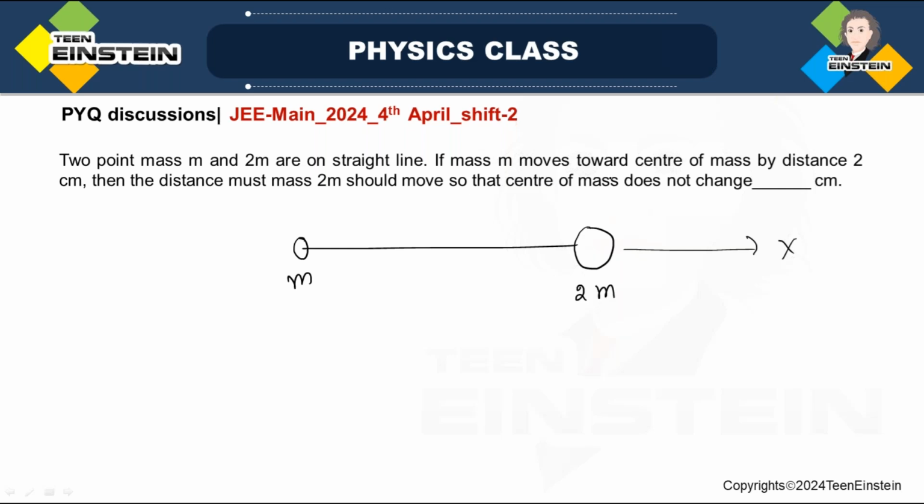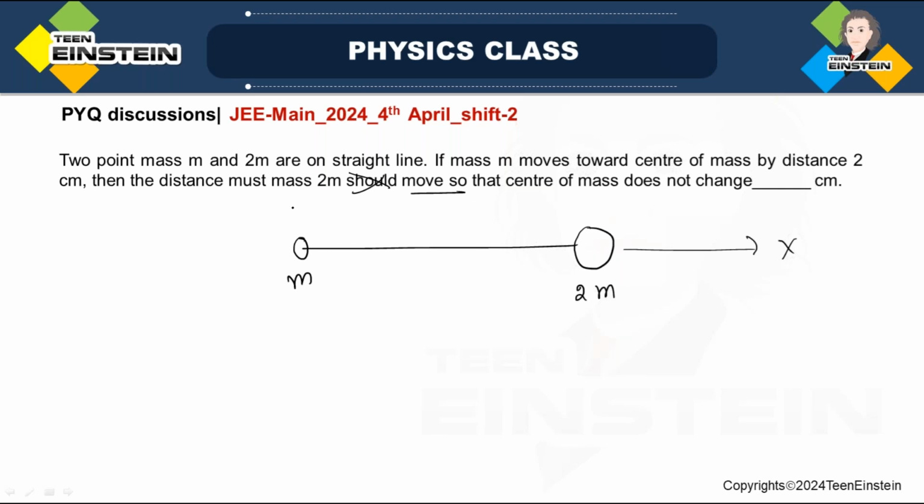If mass m moves towards the center of mass by a distance of 2 centimeter, the distance mass 2m should move so that the center of mass does not change. Let me just take this one. This one is the small mass, right?